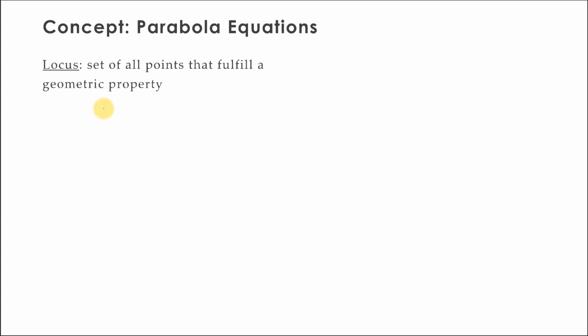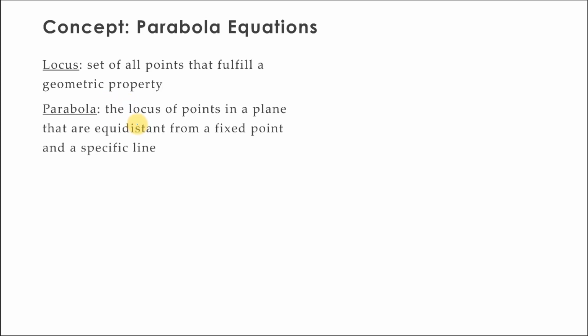Okay, a locus is a set of points that fulfill a specific property. So a parabola is a locus of points, and the property that they are fulfilling is that the points on the plane are equidistant from a fixed point and a specific line. That fixed point is called our focus, and the specific line is called our directrix, right?